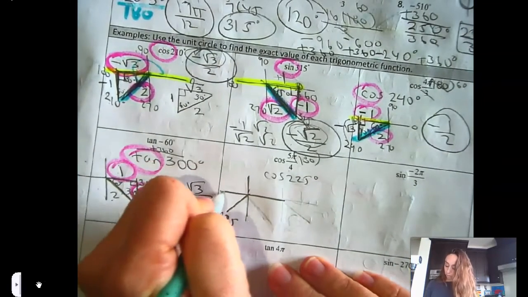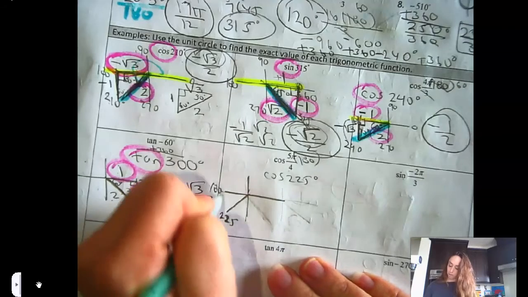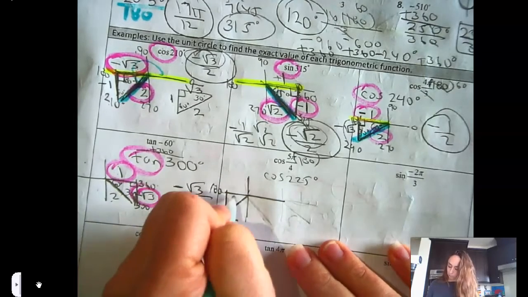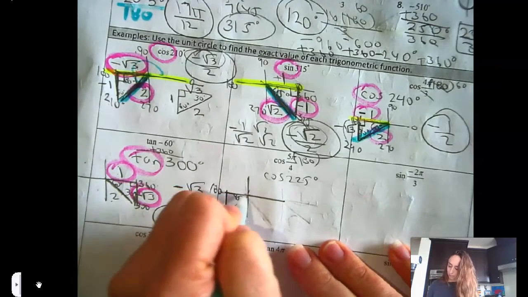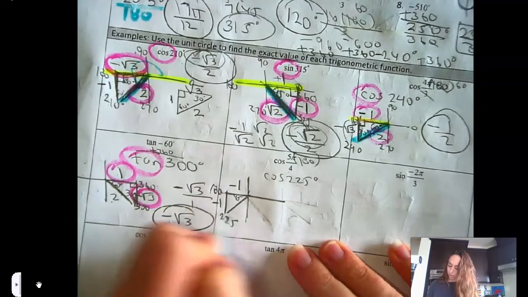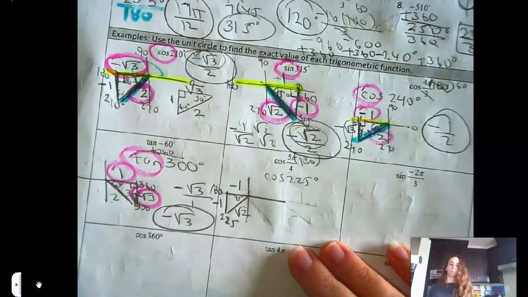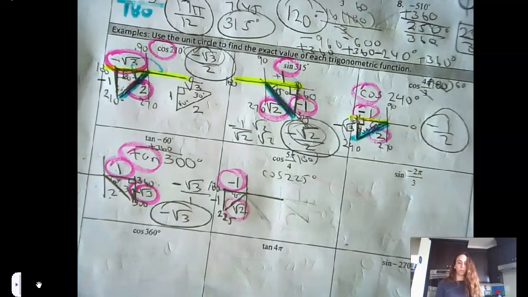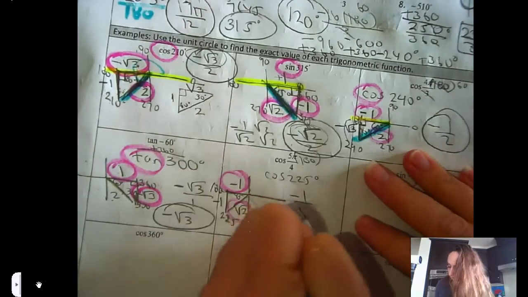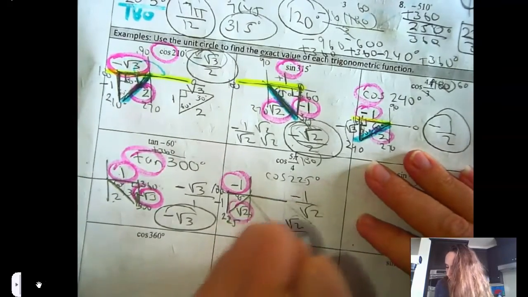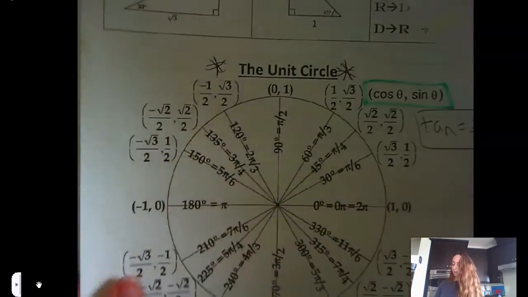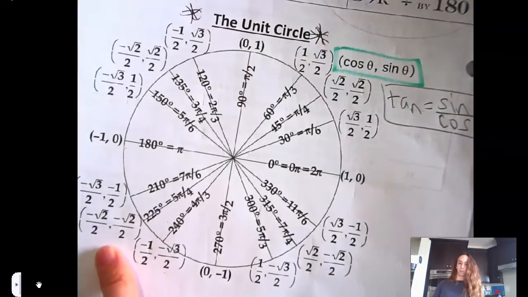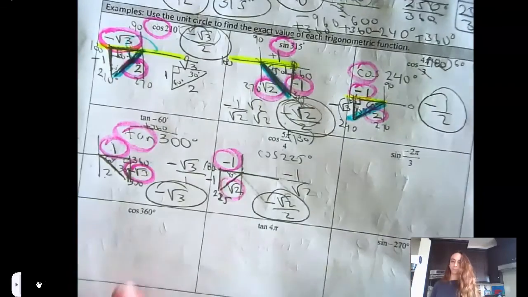And then it's closest to the reference angle, which is 180. Make your triangle. It's a 45, 45, 90. Left, negative. Down, negative. Rad 2. Cosine is adjacent over hypotenuse, which is negative 1 over rad 2, which is negative rad 2 over 2. Cosine of 225, negative rad 2 over 2. Okay.